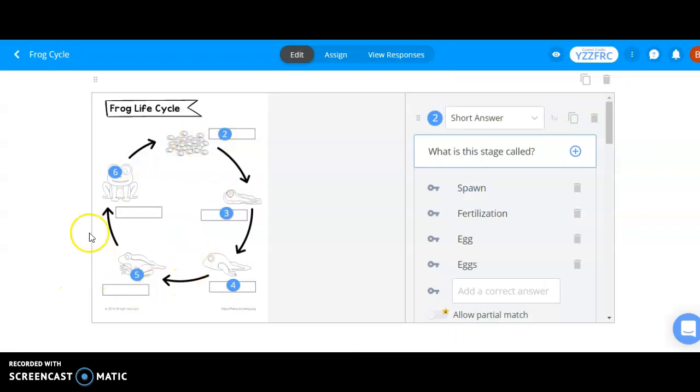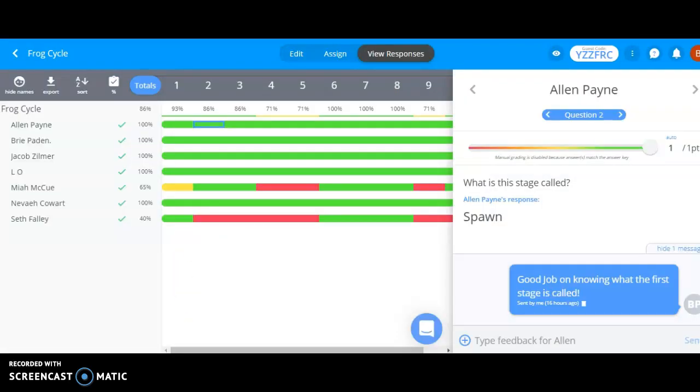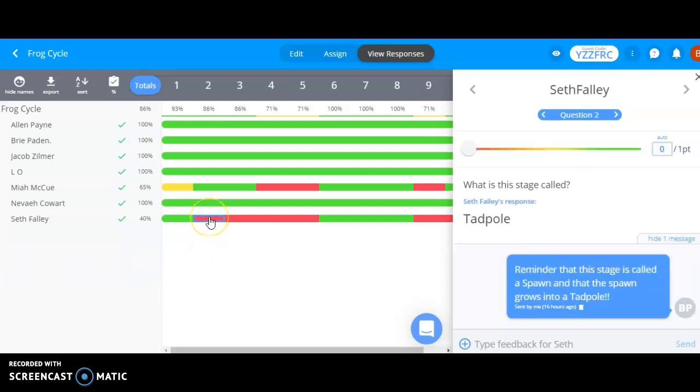So, questions 2 to 6 are over this worksheet. So the second question is, what is this stage called? And Alan was correct. It was spawn. And I commented, good job on knowing what the first stage is called. And Seth responded with a tadpole. Seth, just a reminder that this stage is called a spawn and that the spawn grows into a tadpole.